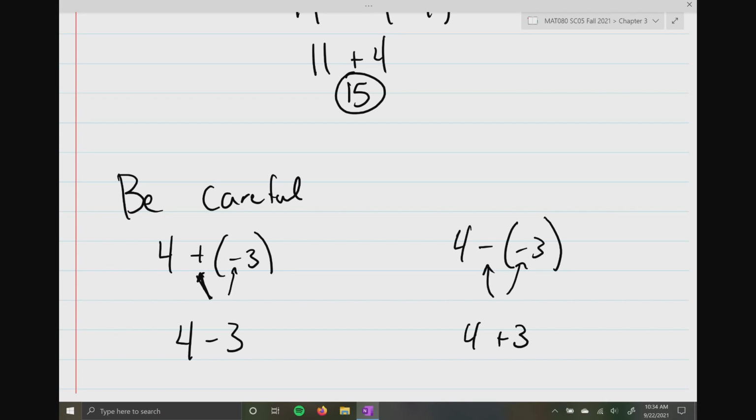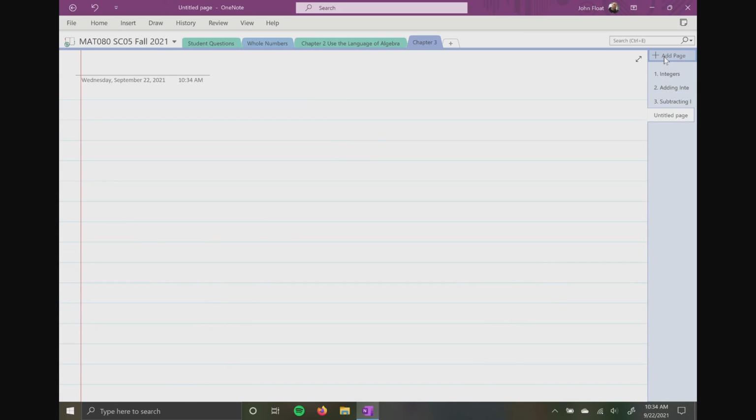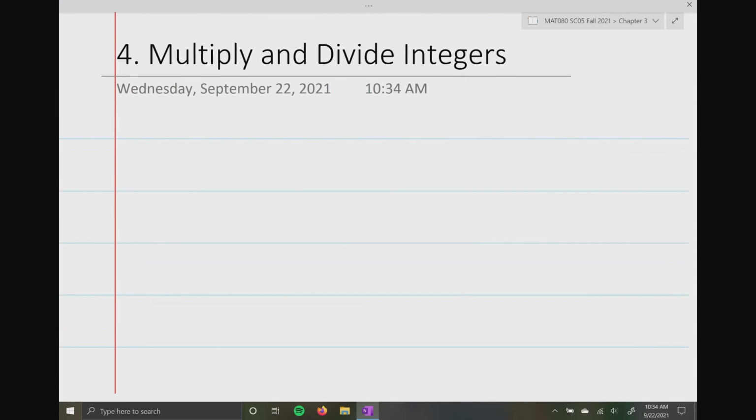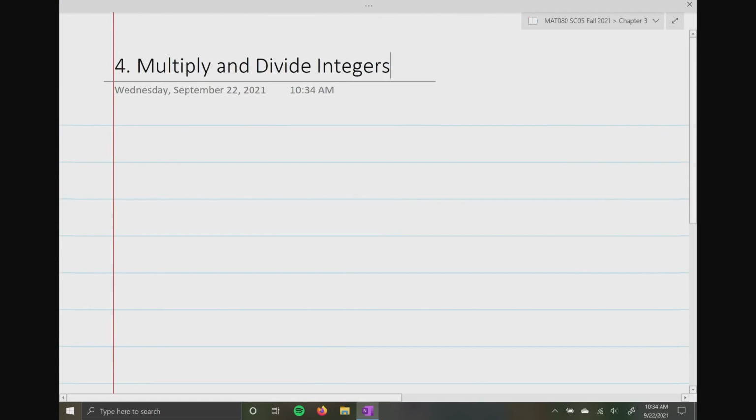All right? So now for the last section, because I don't think I'm going to be able to get 3-5, but we'll try. This section's super easy. Multiplying and dividing integers. All right? All you need to know is this one thing right here.